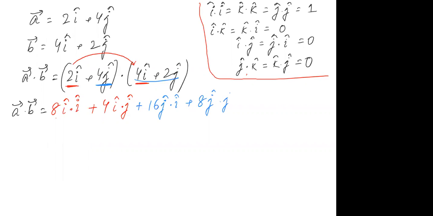Who will tell me now what is this i dot i? Tell me fast. 1. i dot i is 1. So 8 into 1 is 8 plus i dot j is what? 0. j dot i is 0. 0 plus j dot j is 1. So A dot B is what? A dot B is equal to 16. This is how you will take the dot product.